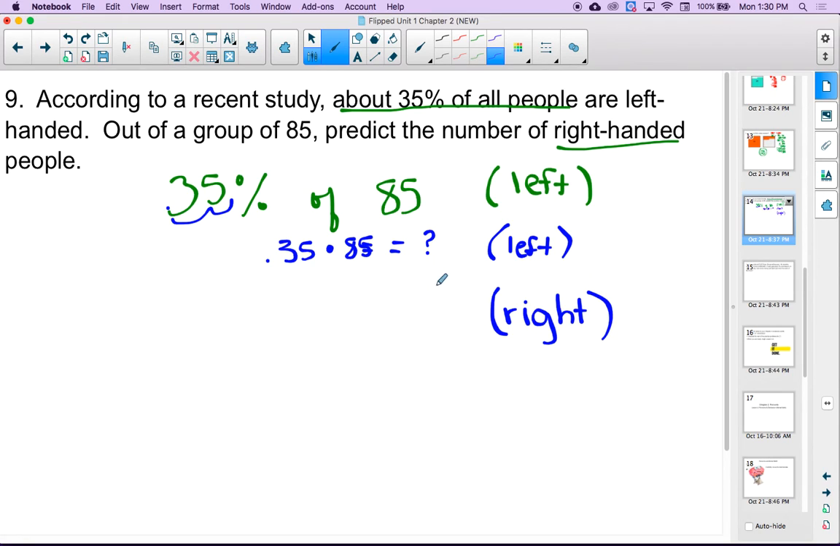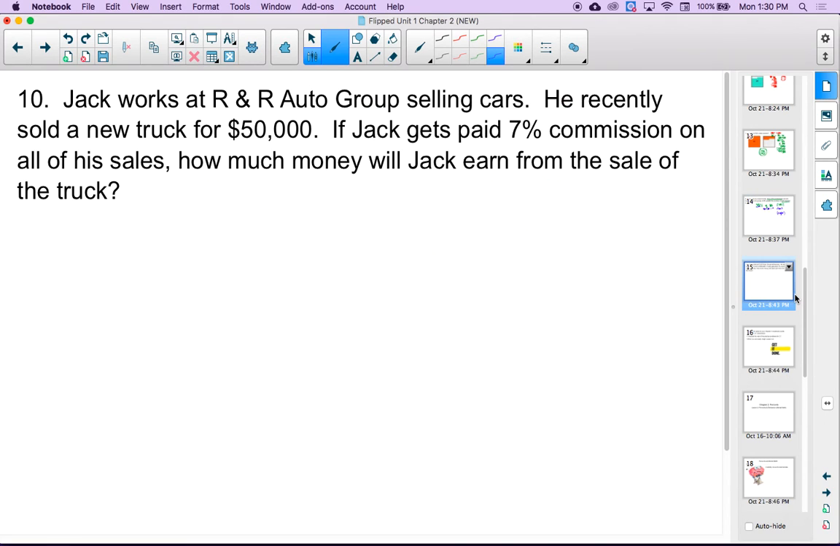You're not finished after the multiplication because the question asks about right-handed people. So think about that. Once we know our number of lefties, we can do some subtraction to figure out the number of righties. Okay, there's your hint. Finish that one up for part of your assignment. Number 10. This is another one I'm going to give you a hint for.